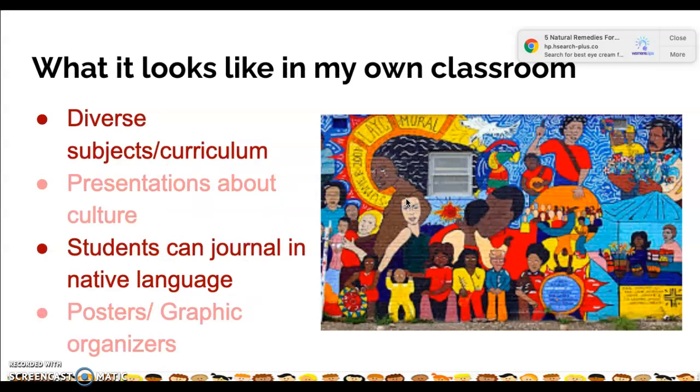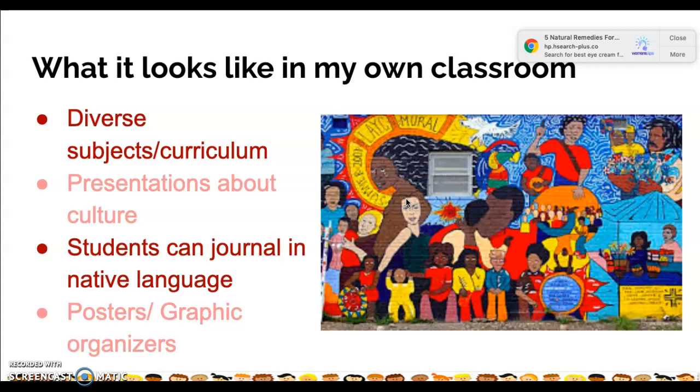In my own classroom, I try to diversify the curriculum and the readings as much as possible. There are presentations about culture. As often as possible, I try to have it so that every student has a chance to share out things about themselves, their culture, and their family in the beginning of the year. Students can journal in their native language when we do morning warm-up journals. I don't read those, so I always encourage the students to write in whatever language they're comfortable in.